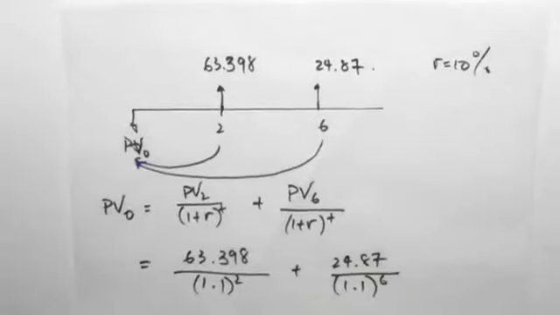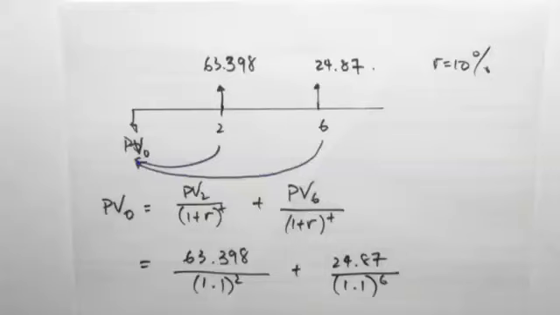Okay, so here I just use the formula. So for people that are either using the equation or using the interest rate table, I just kind of use a bit of both so that you can follow along whichever method that you use. Okay, so here we know the present value at time 2 is $63.398, and the present value at year 6 is $24.87.